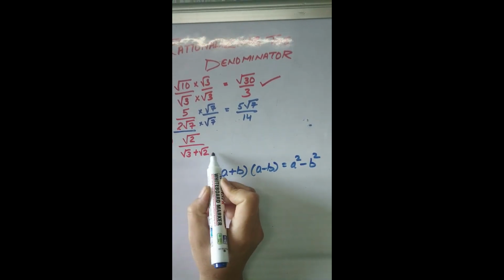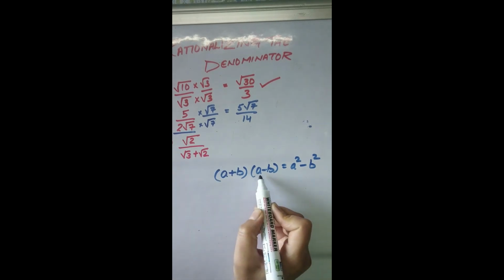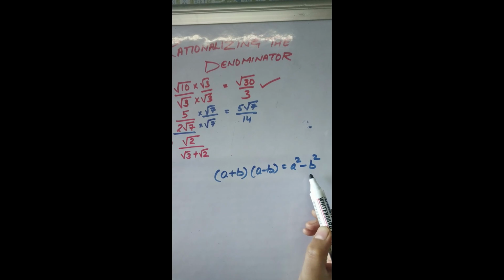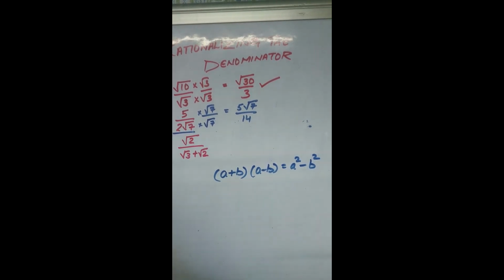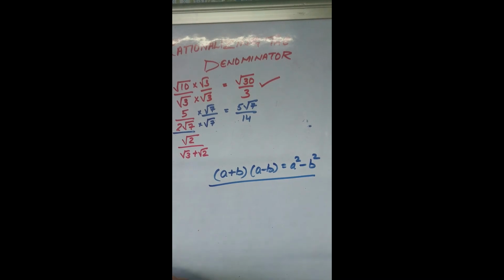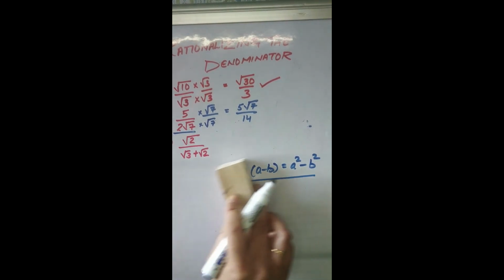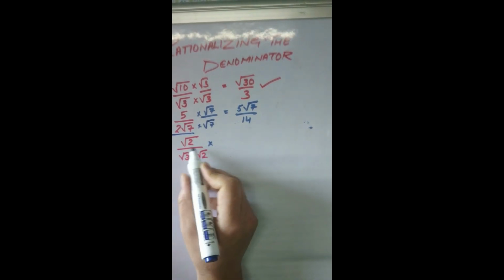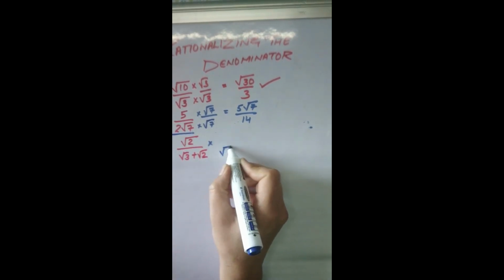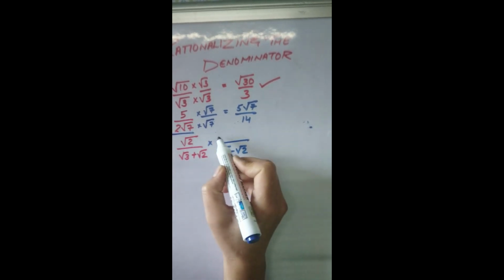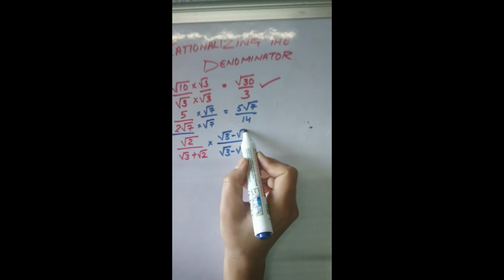So here we can multiply this with root 3 minus root 2, because the answer is a square minus b square, and a square minus b square is a rational number. So this formula is going to help us here. Okay, so because the denominator is root 3 plus root 2, we'll multiply it with root 3 minus root 2. And as we are multiplying here, so there as well.